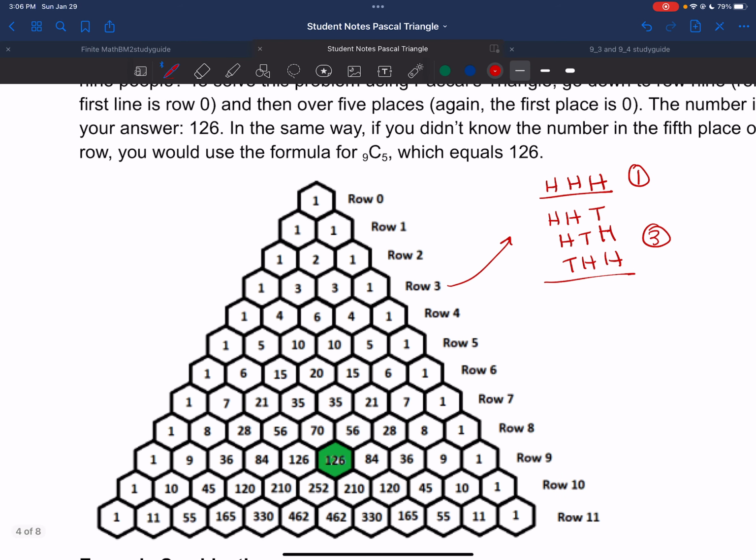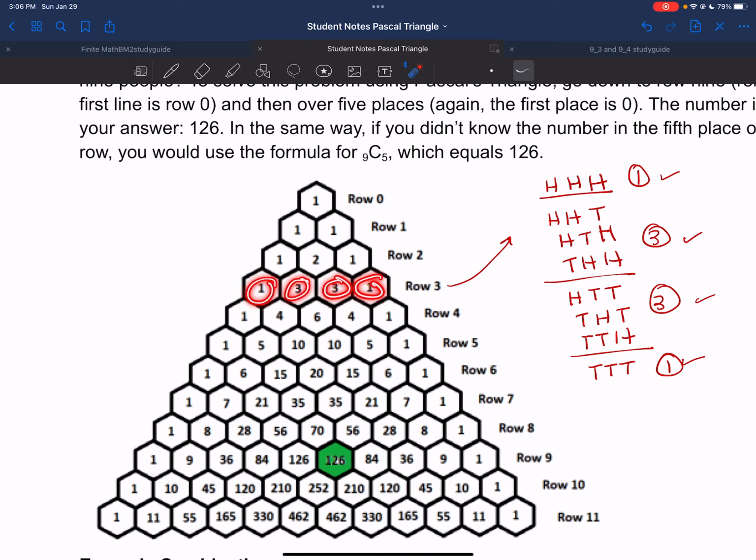Then I could have heads, tail, tail. I could have tail, heads, tail. And I could have tail, tail, heads. So there's 3 different ways that I could get my 2 tails and 1 head. And then 3 tails can only be done 1 time. So take a look. 1, 3, 3, 1. That's exactly the numbers that are in row 3. 1, 3, 3, 1. So if I flipped a coin 4 times, right?